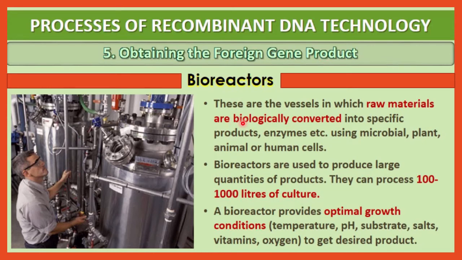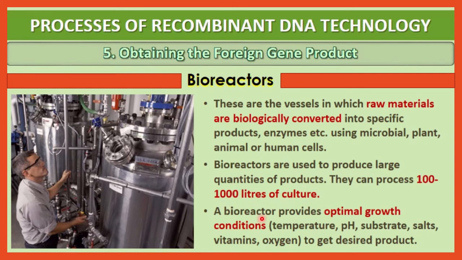Biologically converted into a specific product means products like enzymes and antibiotics, using microbial, plant, animal or human cells, which must be transformed first. Bioreactors are used to produce large quantities of a product. They can process 100 to 1000 liters of culture.